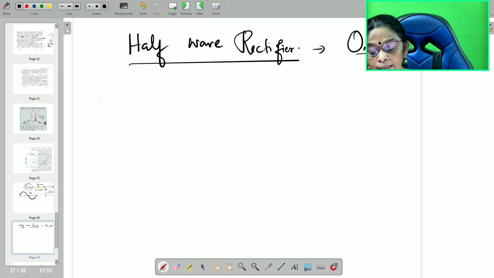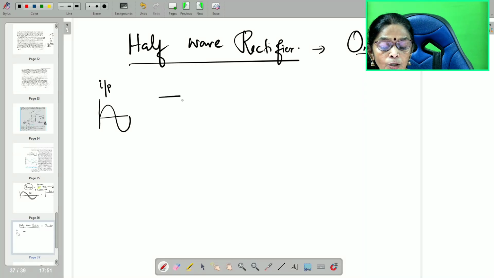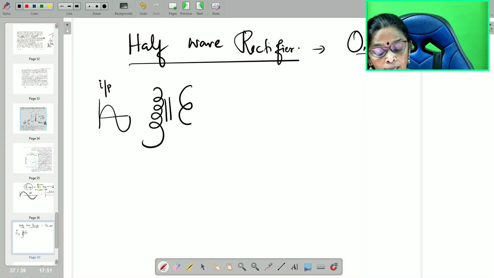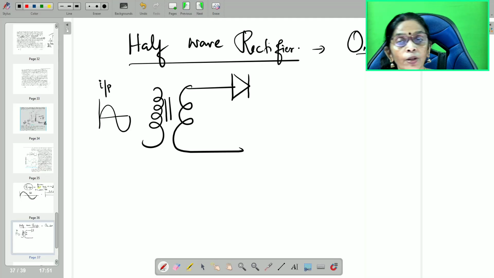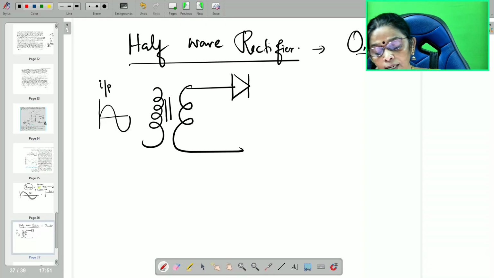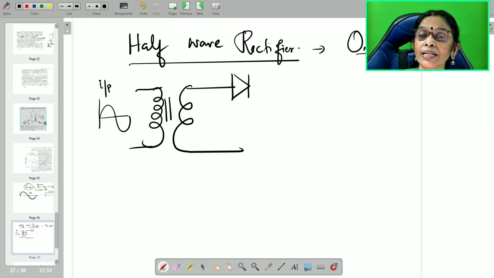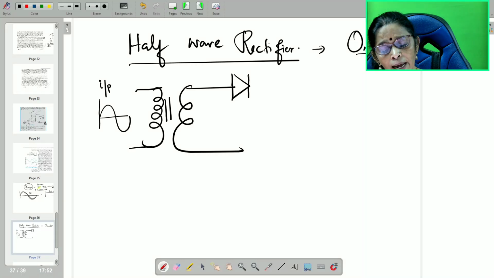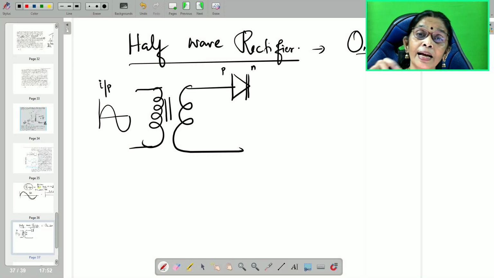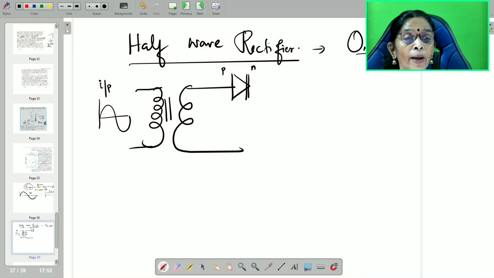I am taking an AC source, so the input is AC. I am using a transformer here, a step down transformer, connecting to a diode. Listen carefully to the circuit diagram. Why do you use a transformer? Just to step down the voltage, because the diode cannot withstand that much voltage. Very less voltage is enough. So this diode, this is PN. When does the diode conduct, children? Diode conducts only in what bias?